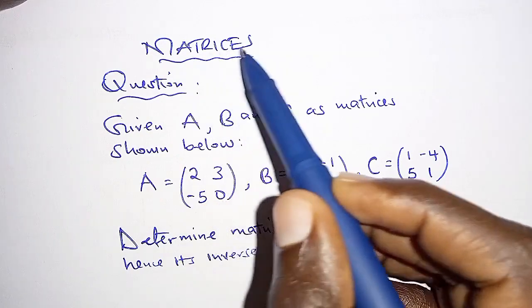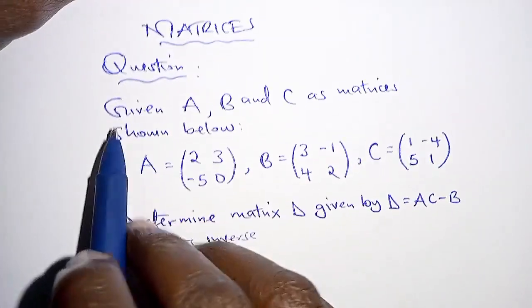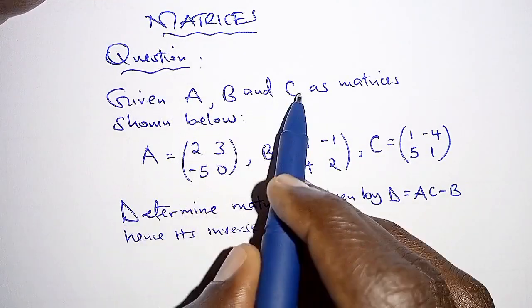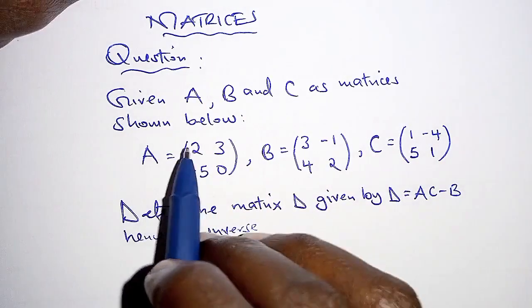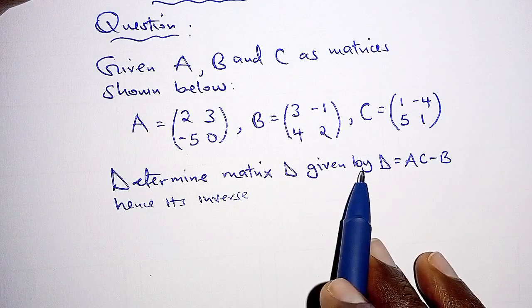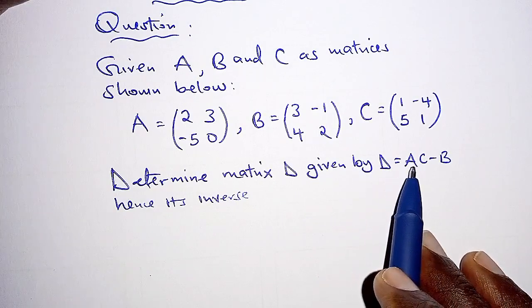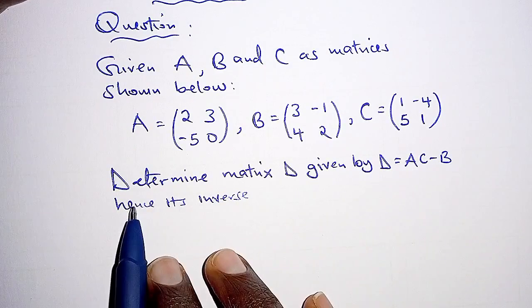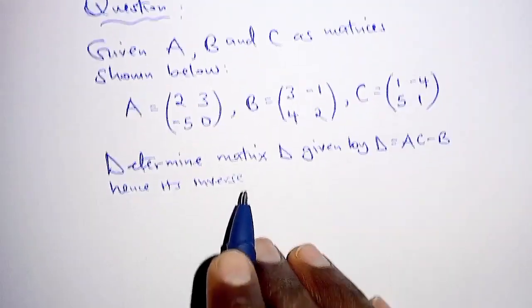This video is about matrices. The question is, given A, B and C as matrices shown below, so we have them there. Determine matrix D given by D is equal to AC minus B, hence its inverse.